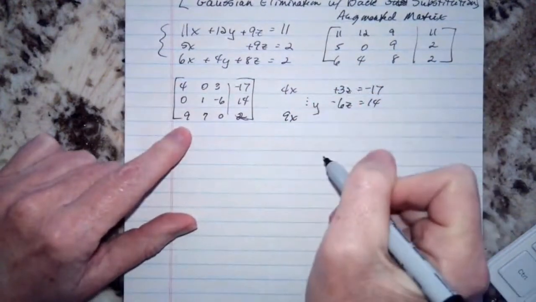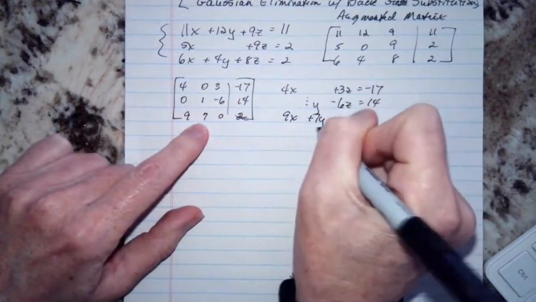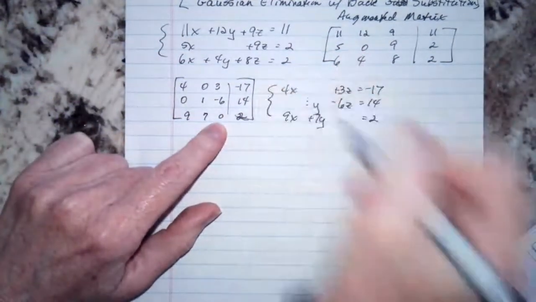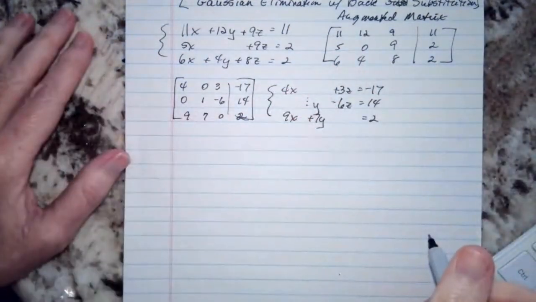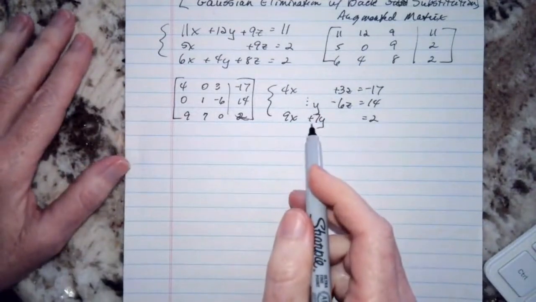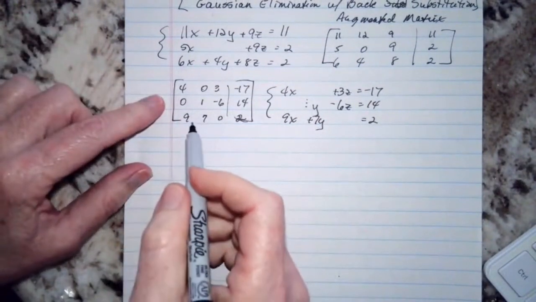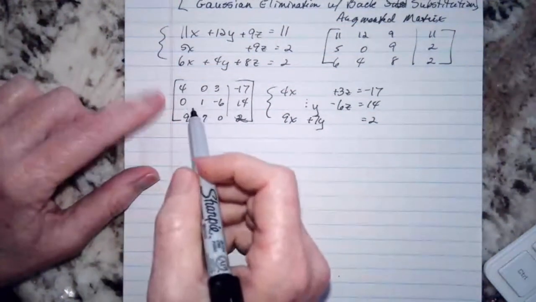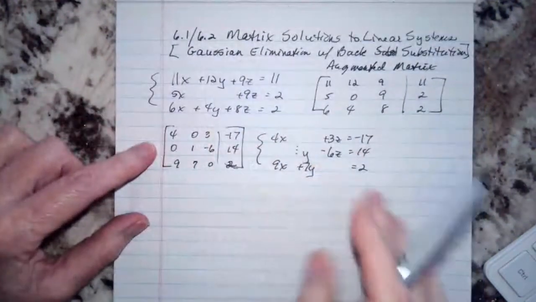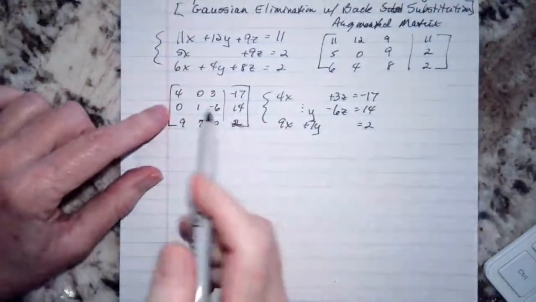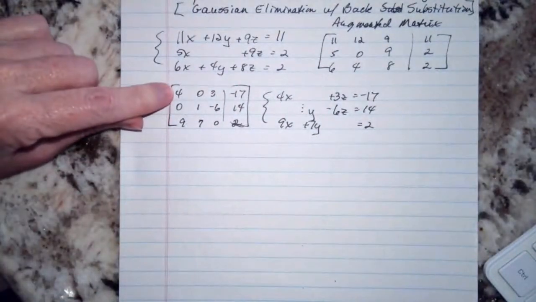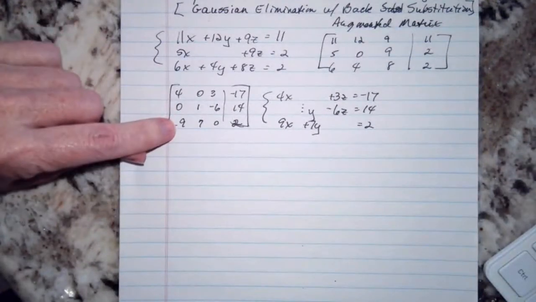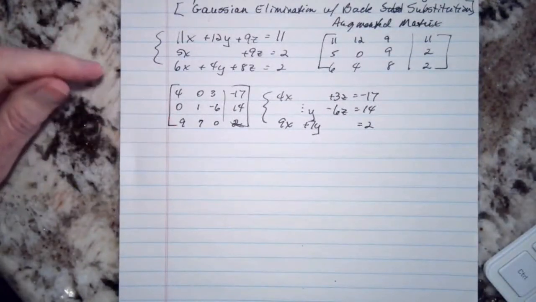And then 9x plus 7y, leave z blank, equals 2. And that's the translation of 3 equations in 3 variables from this augmented matrix, which we will do Gaussian elimination on. We'll get a 1 there. Oh, cool, there's already a 0 there. And we'll get a 0 there eventually.